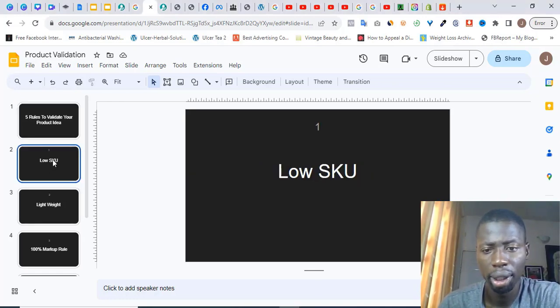So what we mean basically by SKU is stock keeping unit, and what I actually mean is this: you want to go for products that have low stock keeping units. And what we mean by stock keeping units, we're talking about products that come in sizes, products that come in colors, products that come in various shapes.